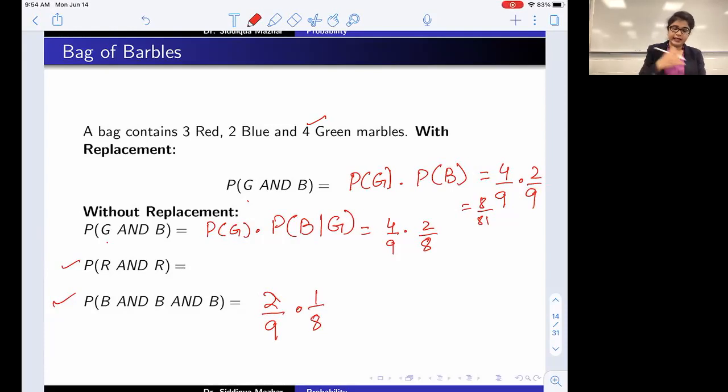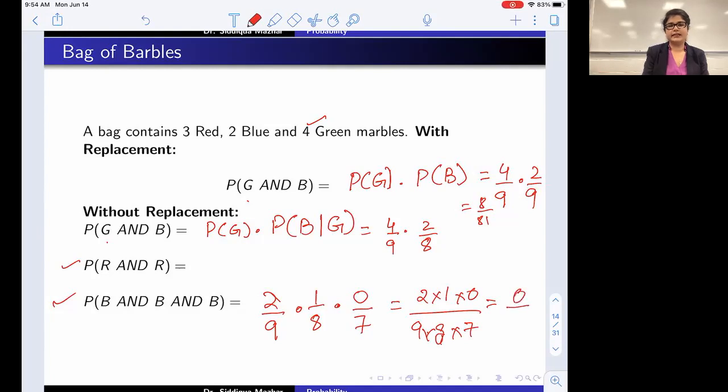So if this ball is not anymore in the bag, then for the third experiment, where you have no blue balls, how many blue balls am I having? 0 out of how many? 7. So if you multiply all together, this will be 2 times 1 times 0, and the denominators will be multiplied with each other. Because the numerator is 0, 0 divided by anything will be 0, right? So this is giving you 0. It means the probability of finding blue after blue and after blue is 0.